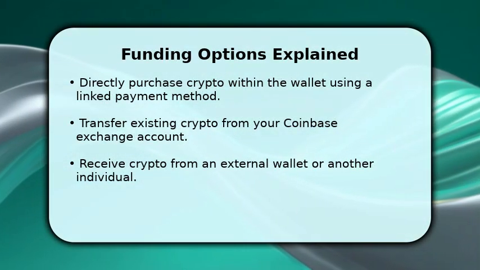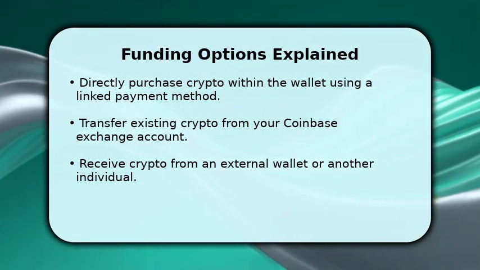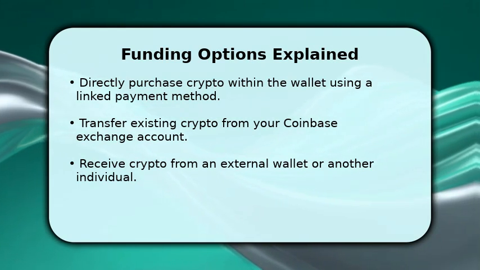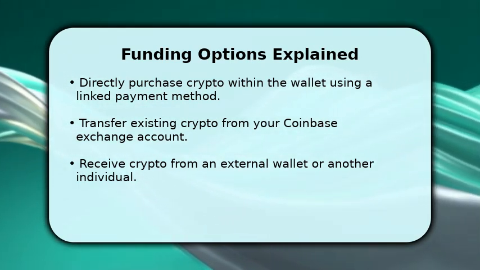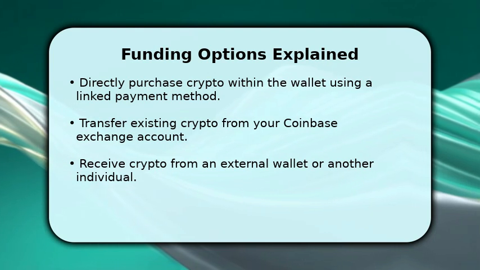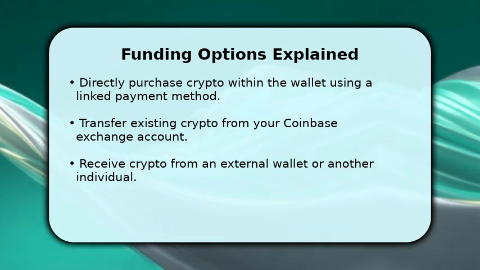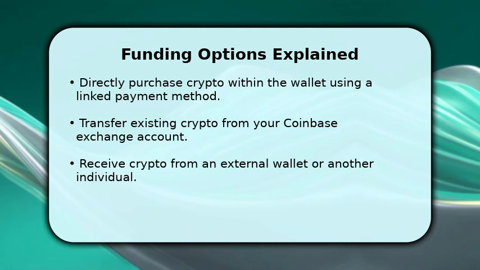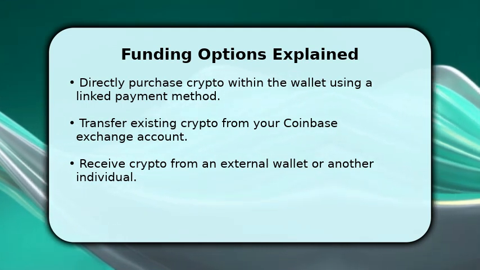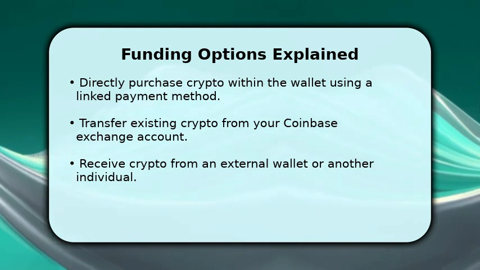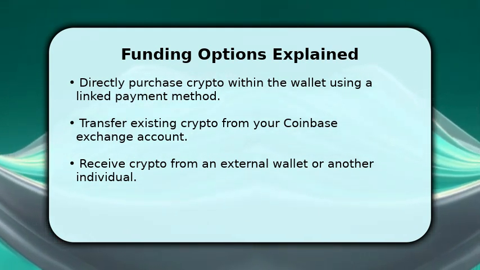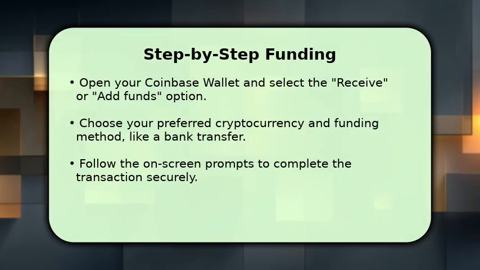There are a few convenient ways to get funds into your Coinbase wallet. You can directly buy cryptocurrency using a linked bank account or debit card, which is often the quickest method for new funds. Alternatively, if you already hold crypto on the Coinbase exchange, you can transfer it to your self-custody wallet. Lastly, you can receive crypto from friends or other wallets by sharing your wallet address. Let's walk through the steps.